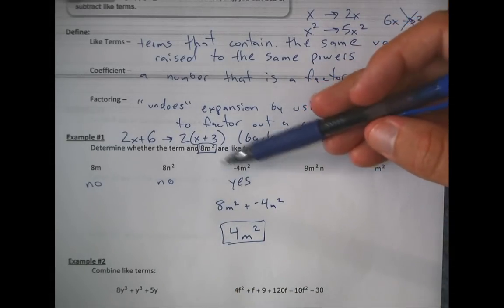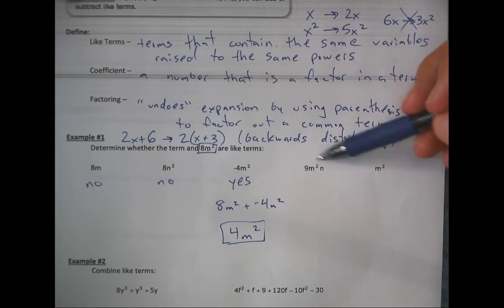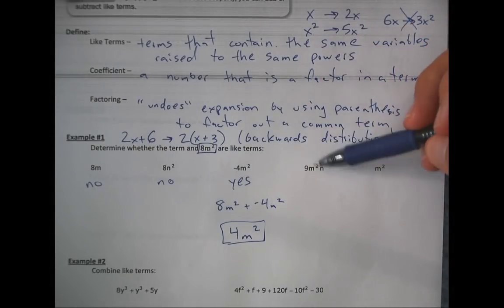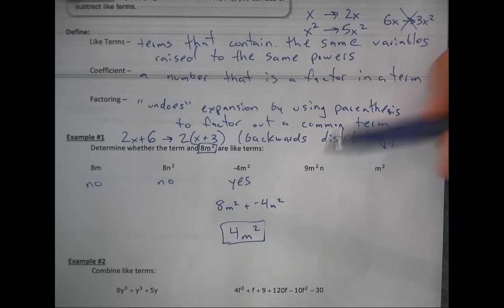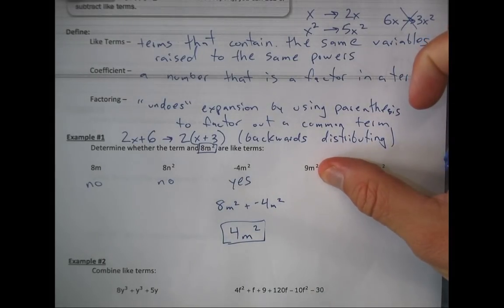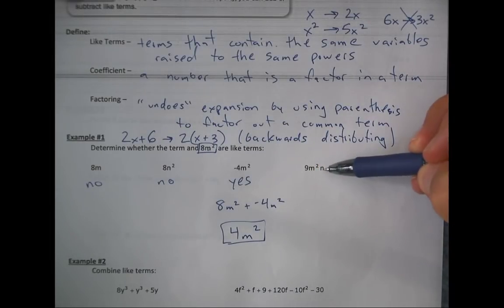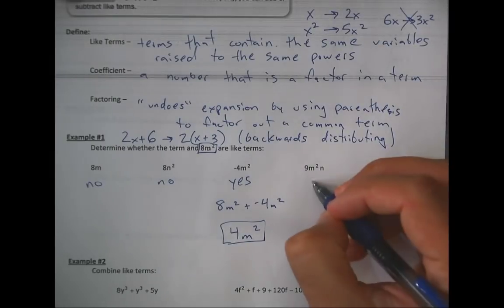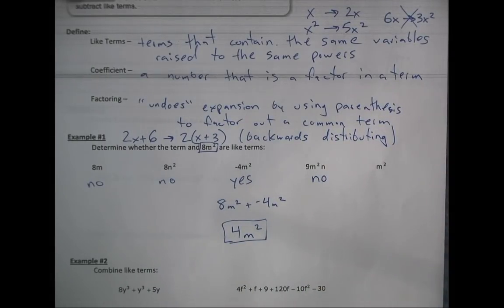They have to have the same variable and exponent. So when we look at this one, I see m squared, and if it was just 9m squared, then I would say yes, I can combine those. But as soon as I add this n, I have another variable that's part of this product, then this is a no. It's different, I can't combine it.